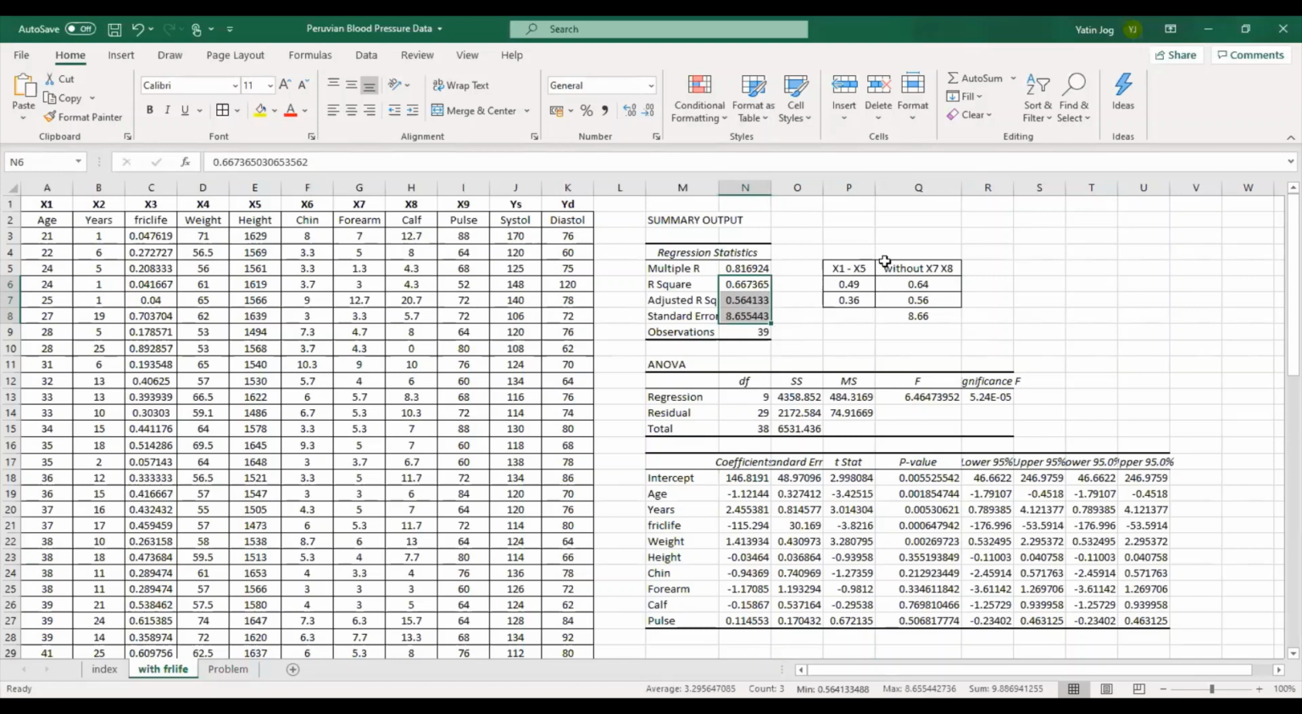Now I'll tell you some key methods which you will not get anywhere on any online site: how to run the iterative regression models. This is the decision we have made, that we'll go ahead with the first regression model. Fine. Now what is the standard error value? Standard error value is 8.6.